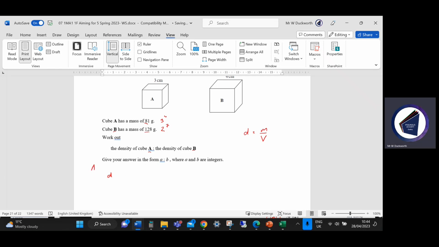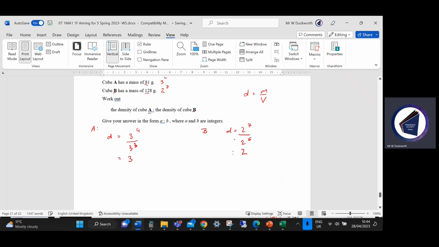Density of cube A is going to be the mass, which is 3 to the power 4, divided by 3 squared, 3 cubed. That would be just 3. And then the density of cuboid B is going to be 2 to the power 7 divided by 2 squared cubed, 2 to the power 6. So that's going to be just 2. So the densities are going to be 3 to 2.